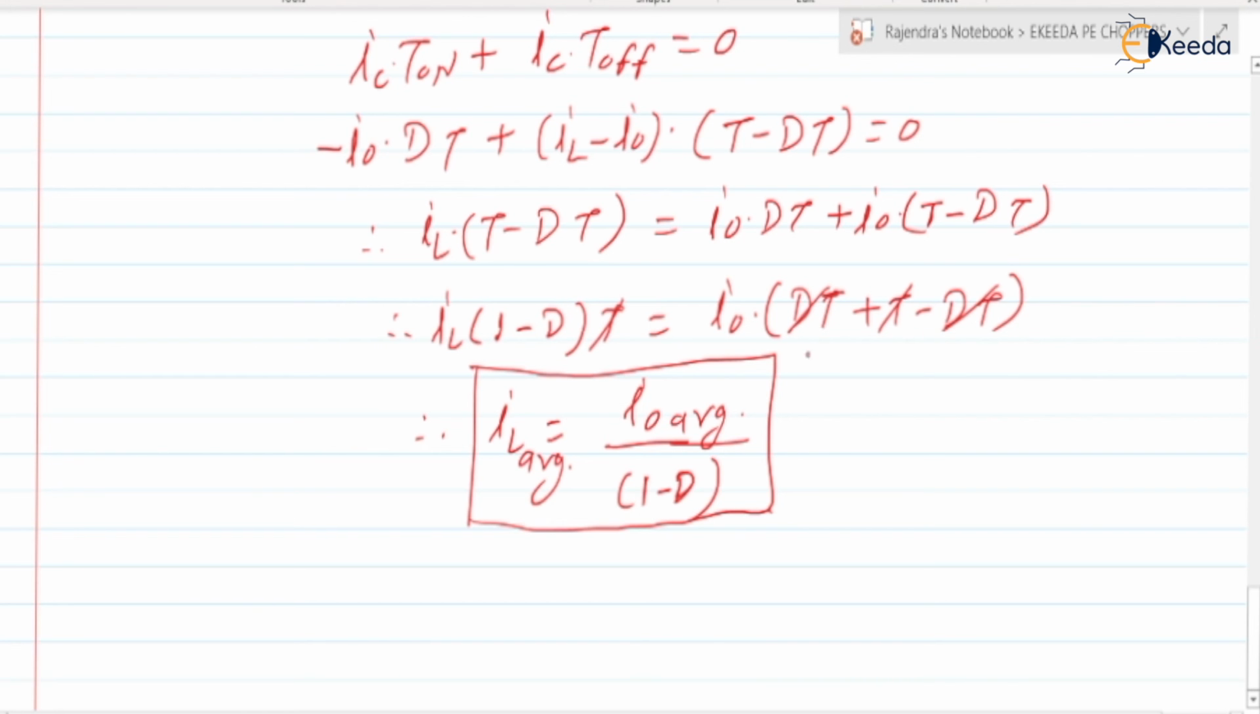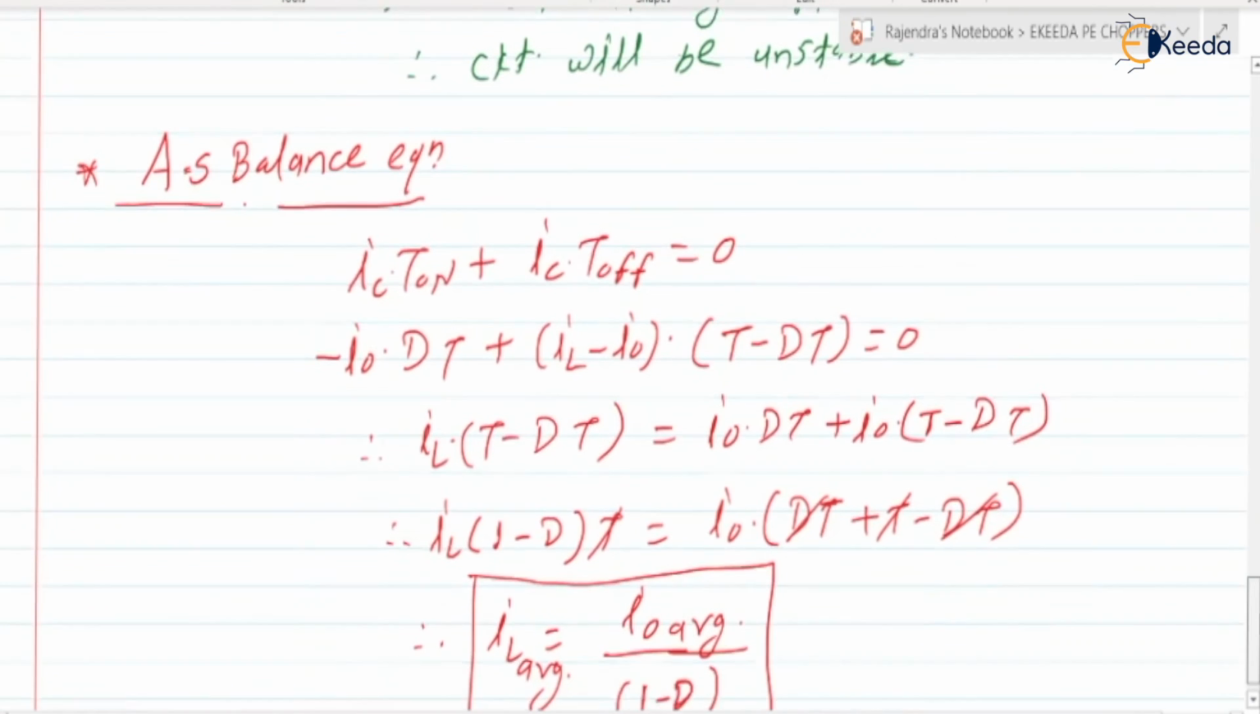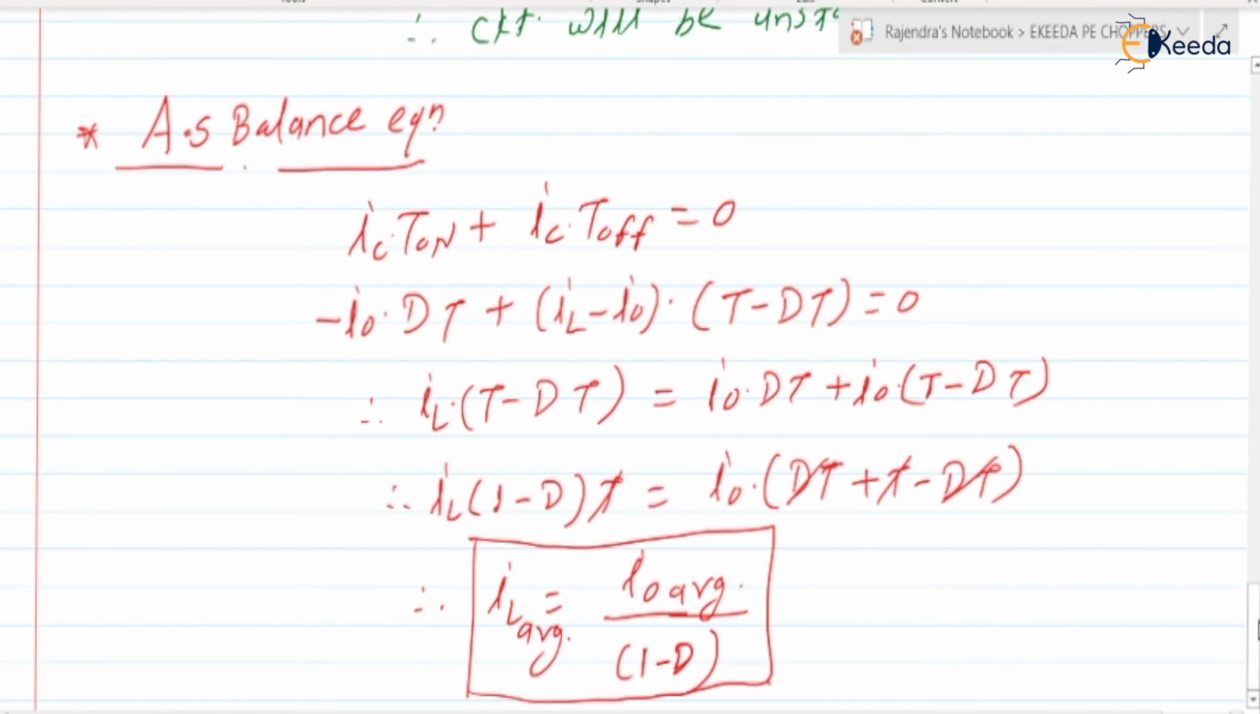So this is about some expressions and the circuit operation of the buck boost converter, the step up step down chopper. In the next video we are going to derive the remaining parameters.